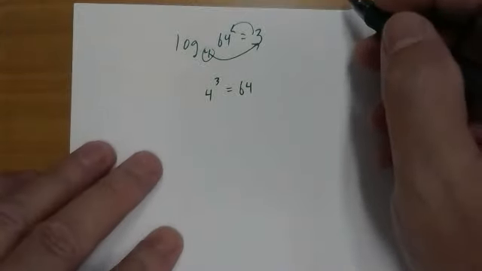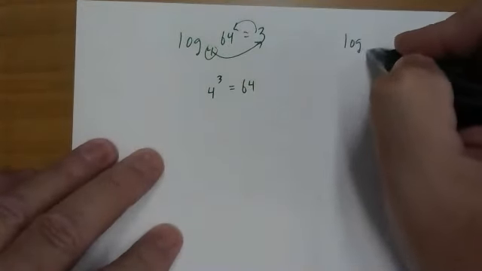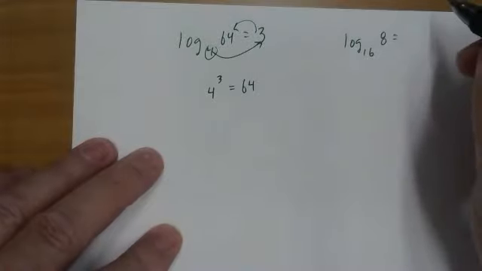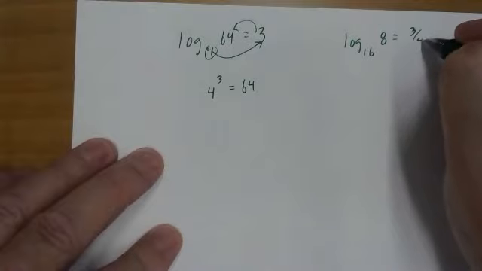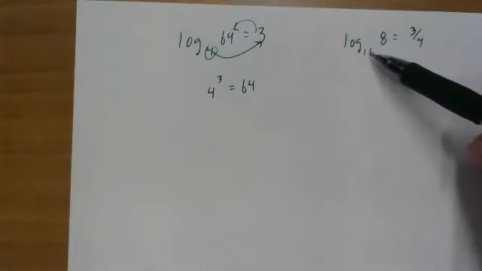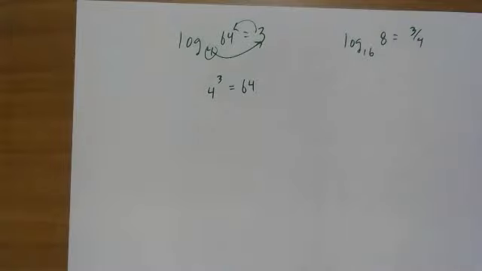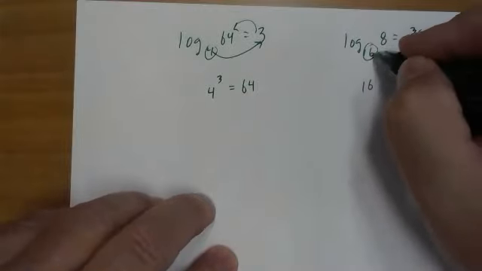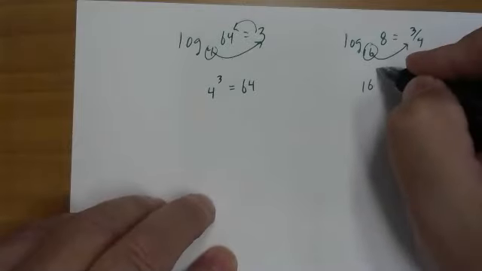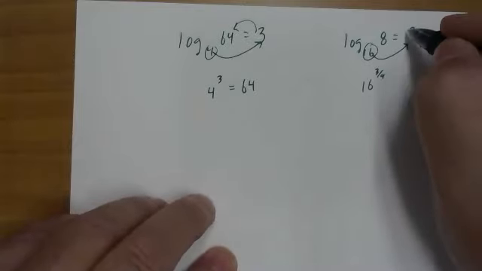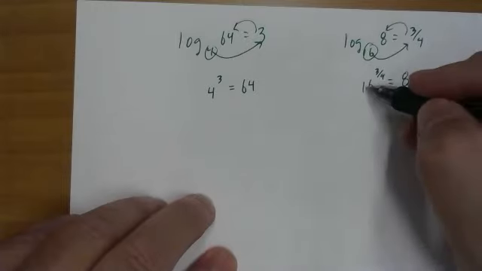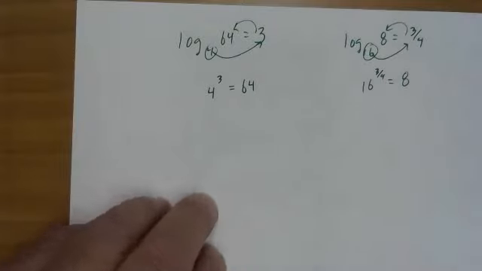Let's do another example. It's a little more complicated, maybe because the numbers look a little messier, but you just use the same technique. Log base 16 of 8 equals 3/4. I want to rewrite this as an exponential equation. Start with the base of your log, go to the other side, which becomes your exponent, then you go back to the original side. 16 to the 3/4 equals 8.